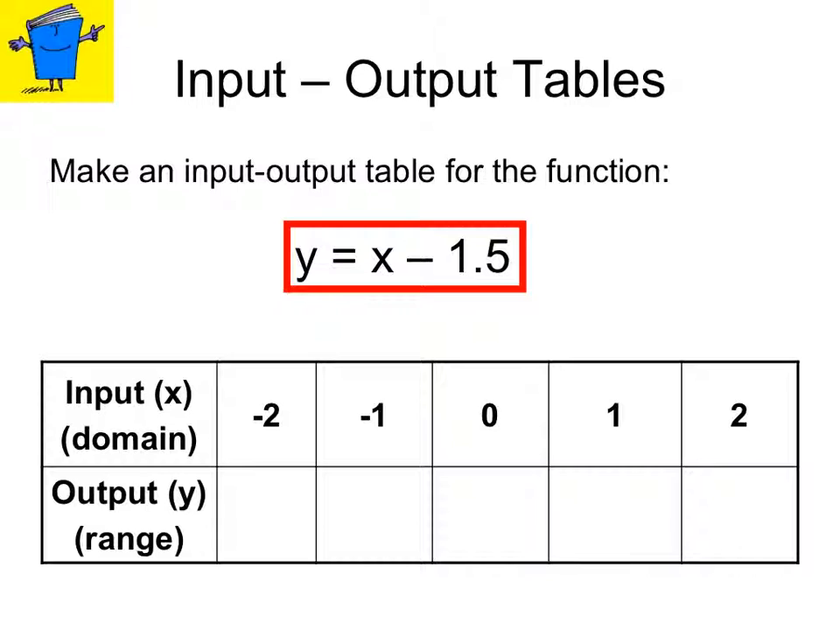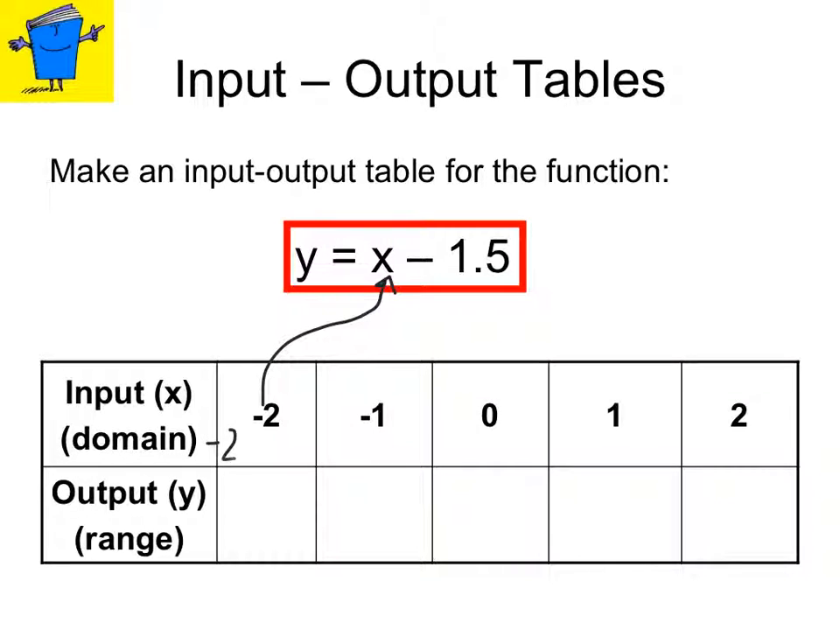Okay, so let's create an input-output table for the rule y is equal to x minus 1.5. So I have chosen the values for x because they are my independent variables. And if you think of your function box, you choose the numbers you want to put into the box. And in this case, I chose -2, -1, 0, 1, and 2. I could have chosen whatever I wanted to put into the box, but for this example, I'm trying to keep the numbers small.